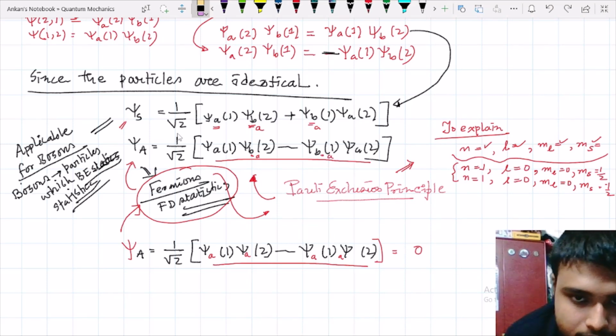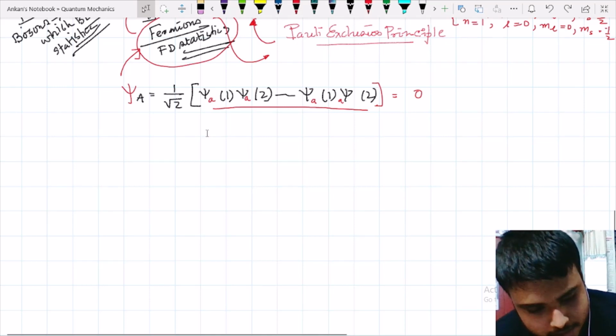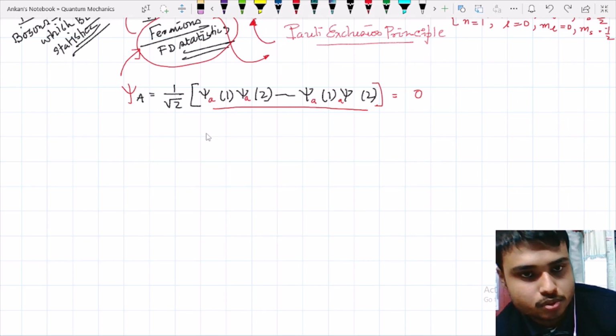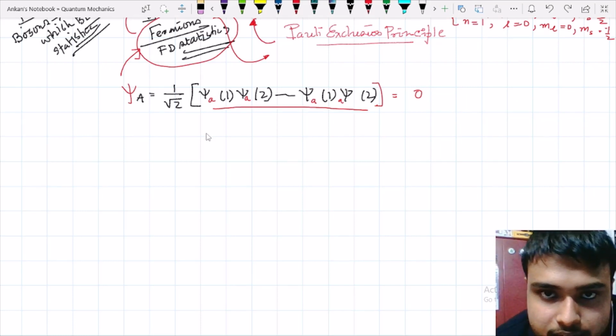Okay, let's move on to the next topic. The Pauli exclusion principle is already explained. So now we will explain the triplet and singlet states.